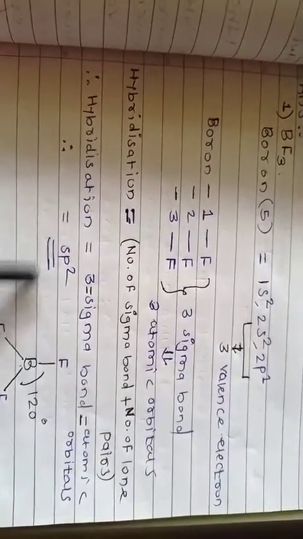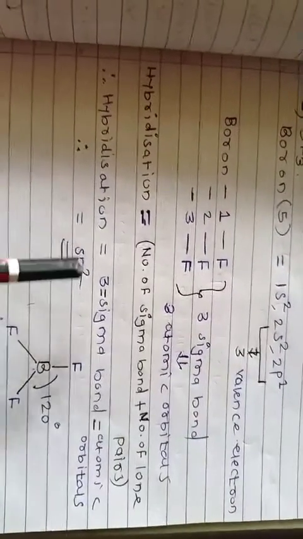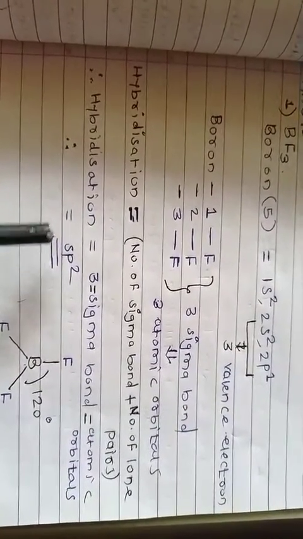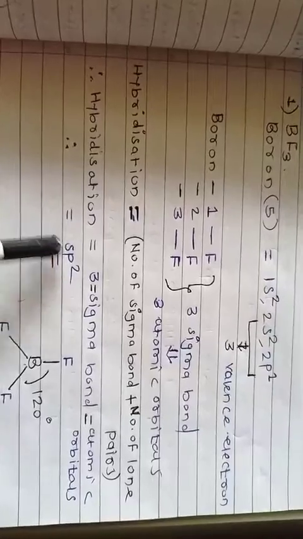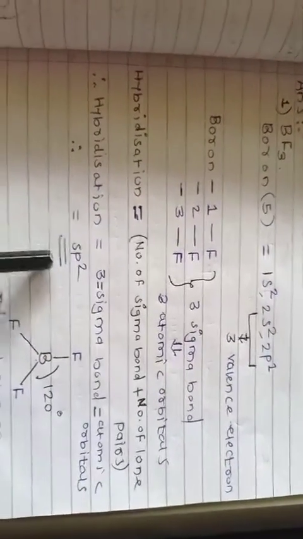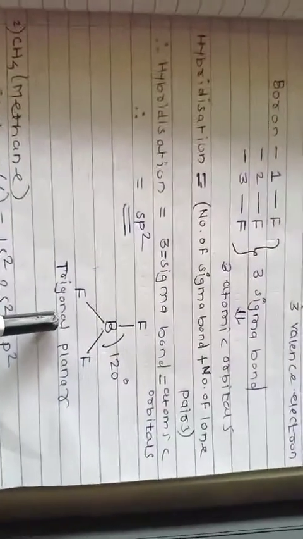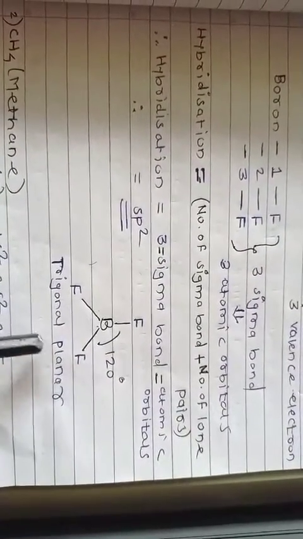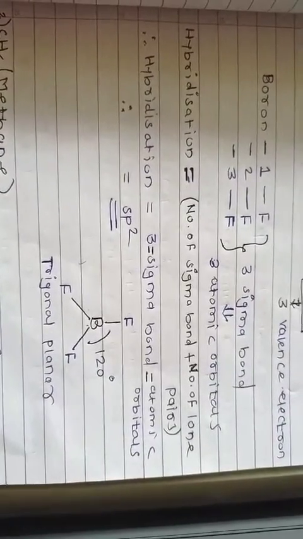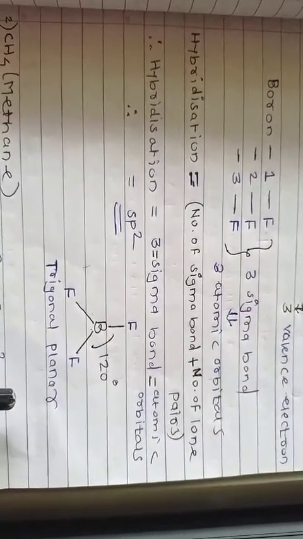So basically the hybridization is sp2, because 1s and 2p satisfy 3 orbitals. So the hybridization of difluoroborane is sp2. And the possible geometry of difluoroborane is trigonal planar, and the bond angle between them is 120 degrees.